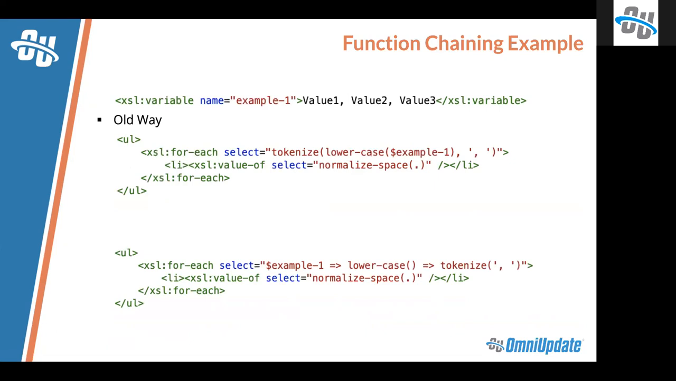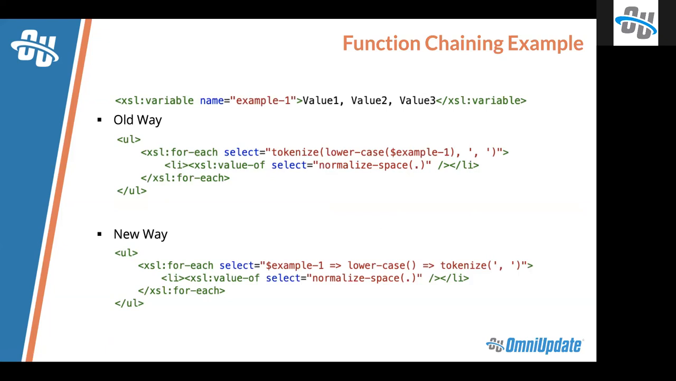At the top right here, I have an example 1, which is just 3 values: value 1, value 2, value 3. We have a comma delimited variable. With the old way, you do a for-each, you do a tokenized lowercase of the variable example 1, and then we tokenize it by a comma space. And then we're just outputting that, so we get a simple list of value 1, value 2, value 3.